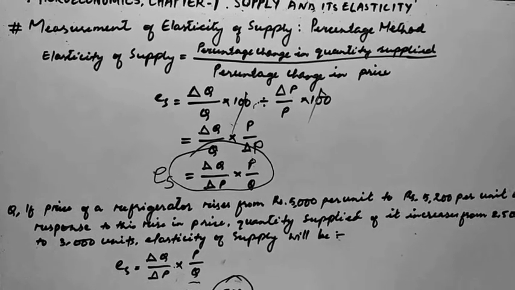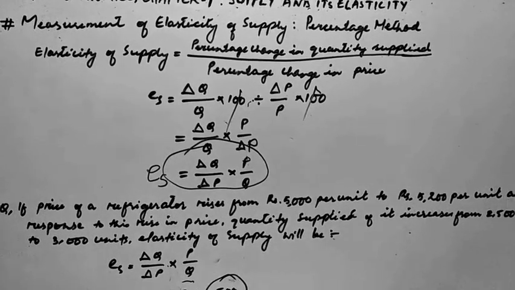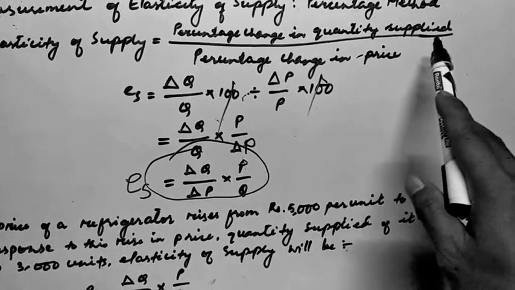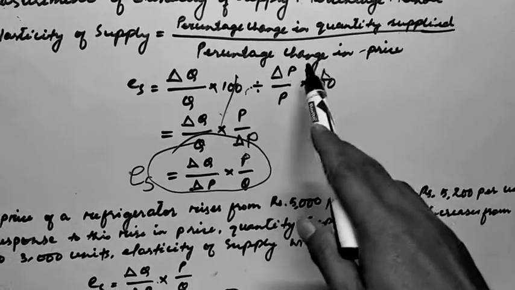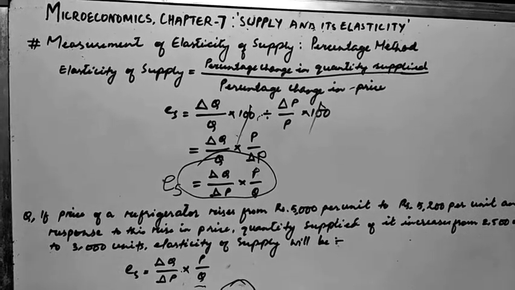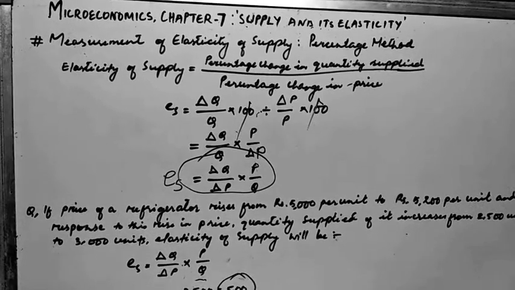So the formula for elasticity of supply in the percentage method is percentage change in quantity supplied divided by percentage change in price. That is how we measure the elasticity of supply through the percentage method.